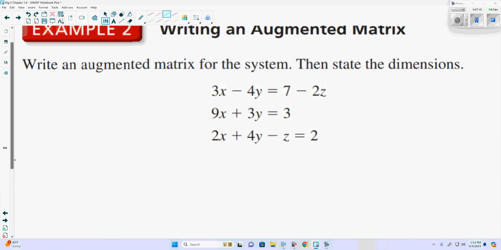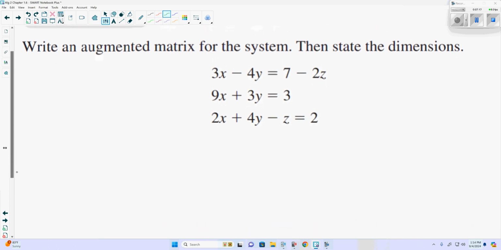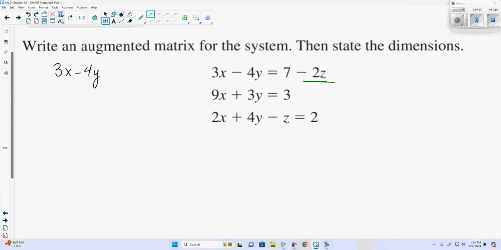Let's look at this one here. So we want to write an augmented matrix for the system and state the dimensions. Well, the first equation, z is on the wrong side. So we're going to have to fix that. So we can rewrite the equation here out to the side.